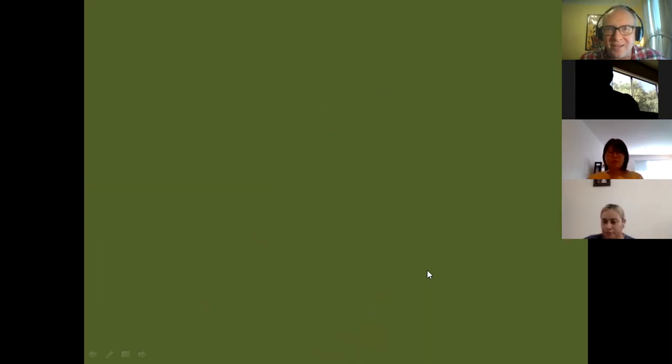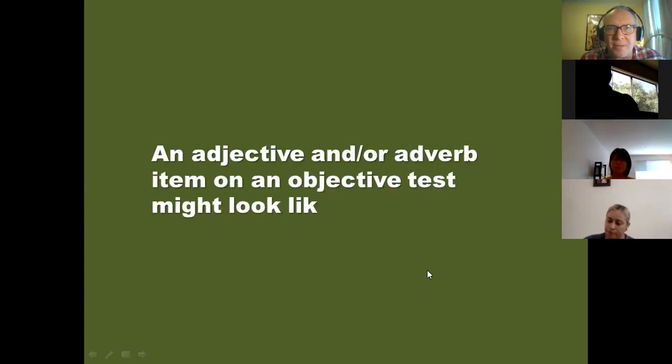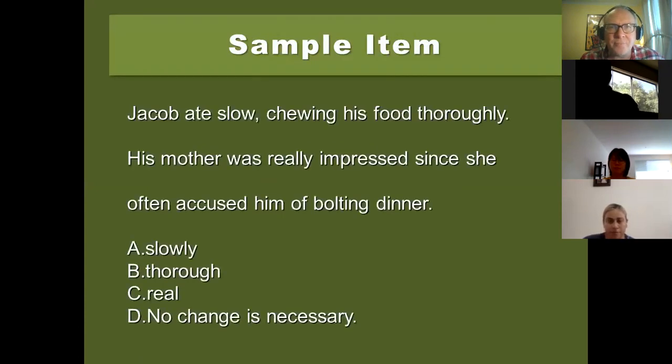So let's take a look. An adjective or adverb in an objective test might look like this. So you might see a question that looks like this. Jacob ate slow, chewing his food thoroughly. His mother was really impressed since she often accused him of bolting dinner.